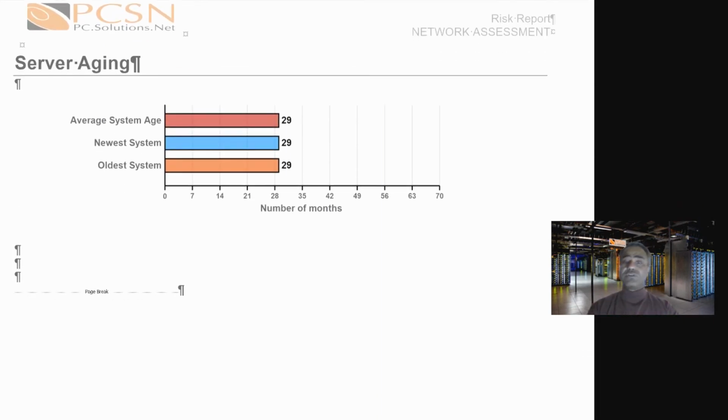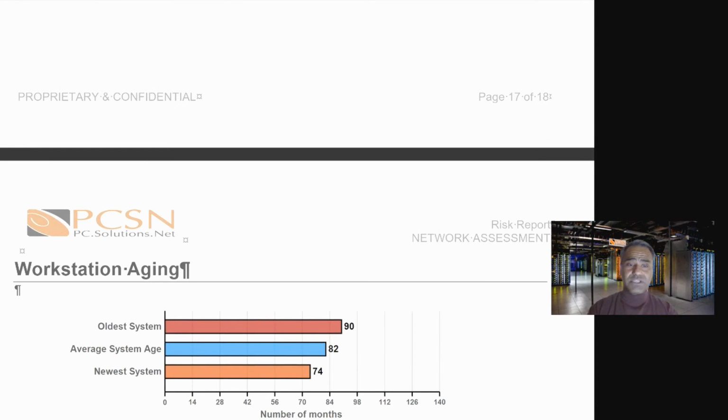And then we have server aging. Average system age is 29, so they only have one server in this case, and it is 29 months old. What that tells me is that I need to see if that server is still under warranty, because normally if it's an entry-level server, it probably came with a 1 year warranty. It's past 1 year, maybe they had upgraded to 2 years, don't know. That's something we need to look at, make sure the hardware is still under warranty.